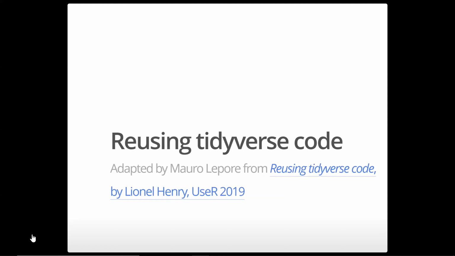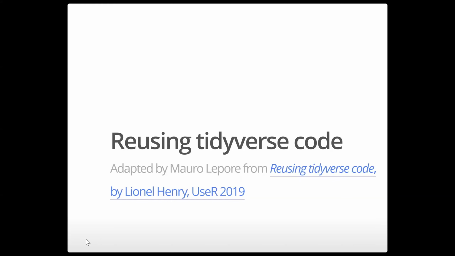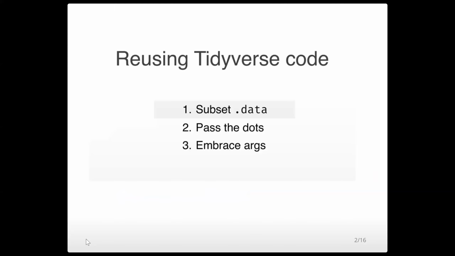So the presentation I'm giving today is a subset of the slides by Lionel Henry, who is one of the two developers of the rlang package, which powers the tidy evaluation approach that I'm going to be discussing in a moment. The talk in which he presented these slides was called Reusing Tidyverse Code at the useR! conference 2019. There have been other similar talks at the RStudio conference 2019 as well.